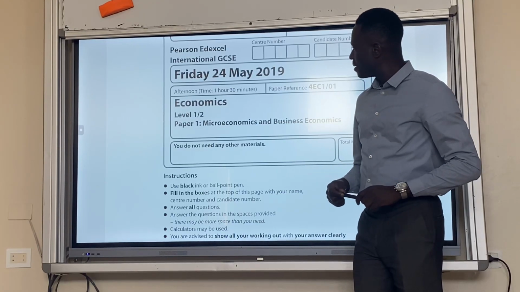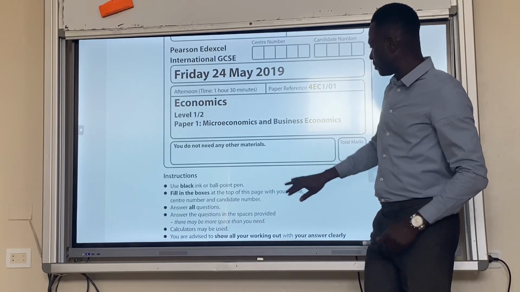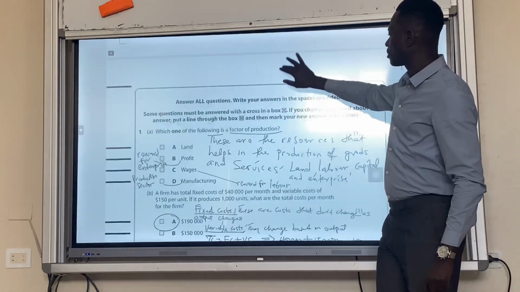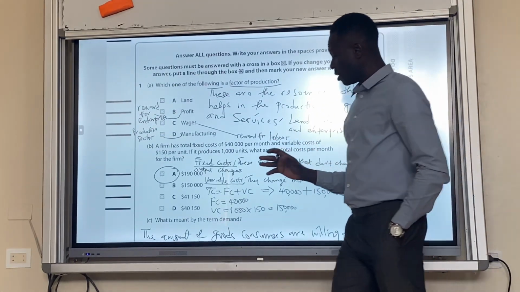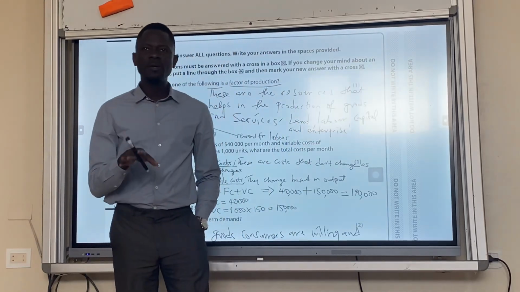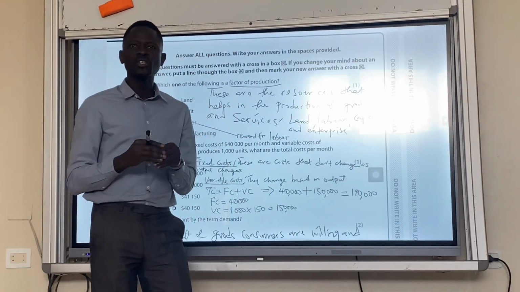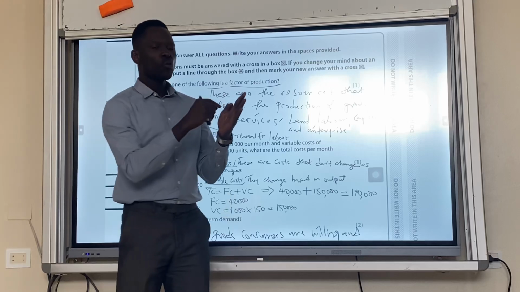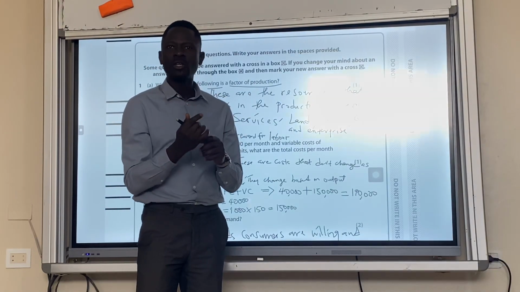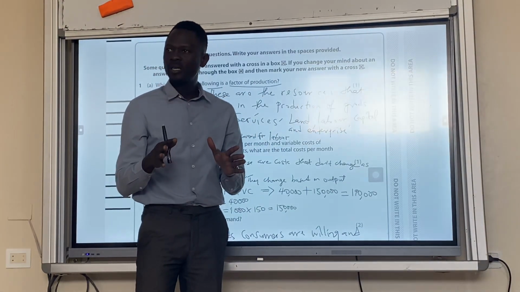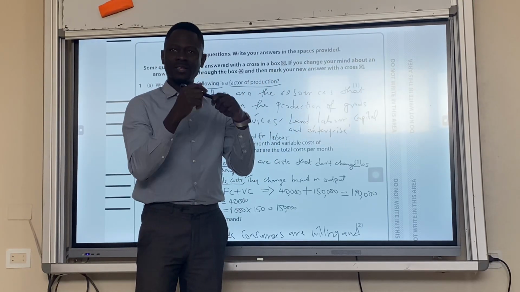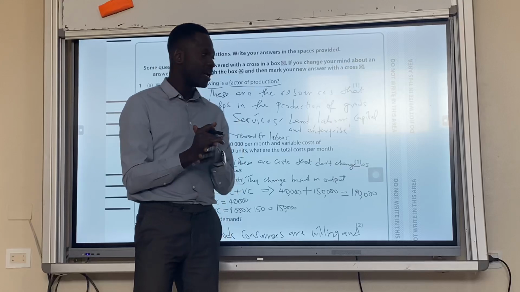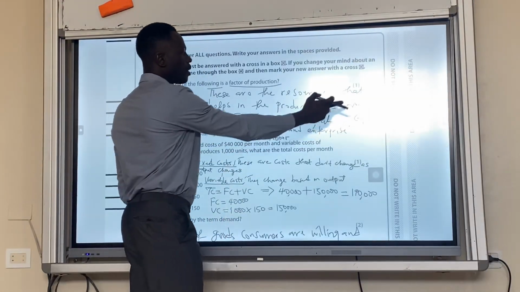So go to economics, May, June 2019, paper 1. The first question says, which one of the following is a factor of production? When we talk about factors of production, we're simply talking about resources that help in the production of goods and services. Without these factors of production, we cannot produce any good or service. They are land, labor, capital, and enterprise.